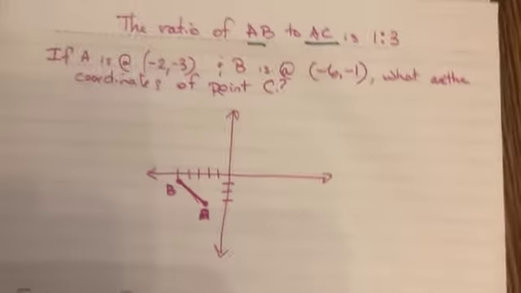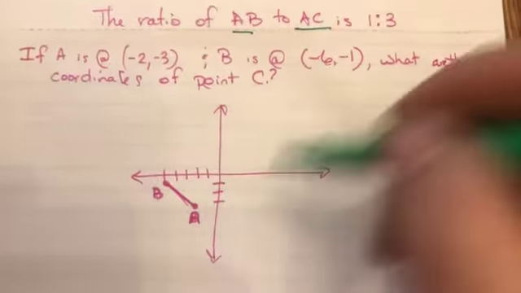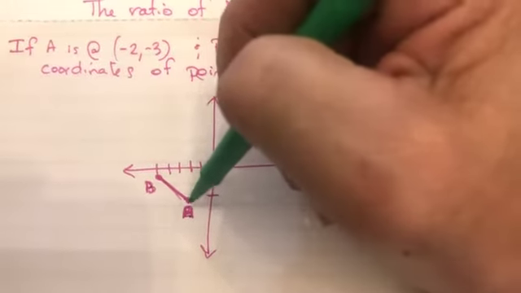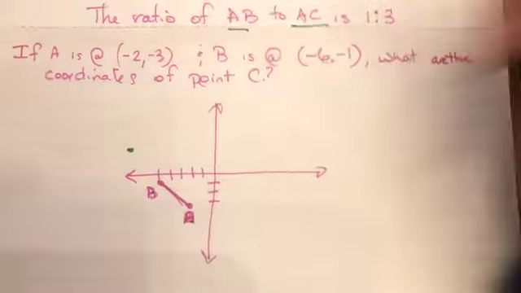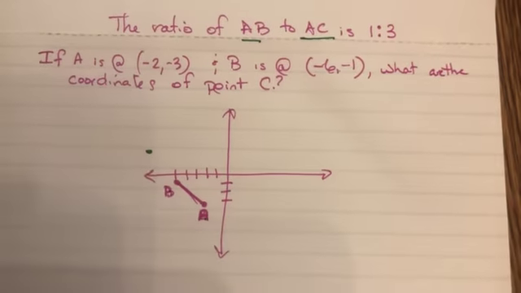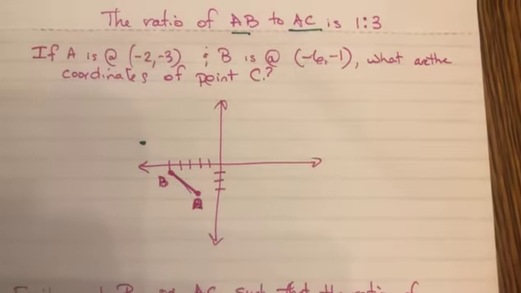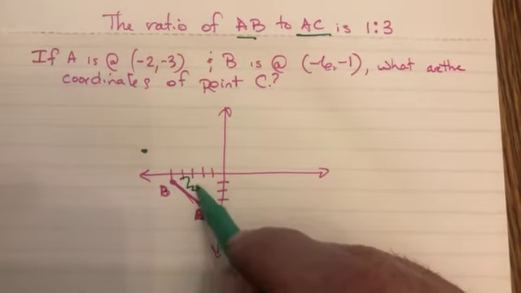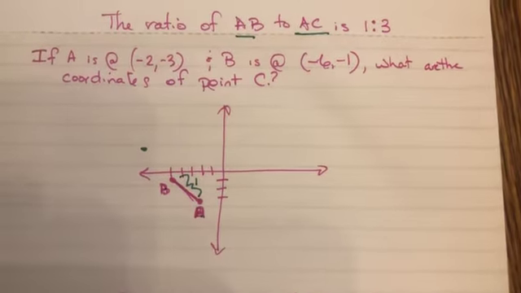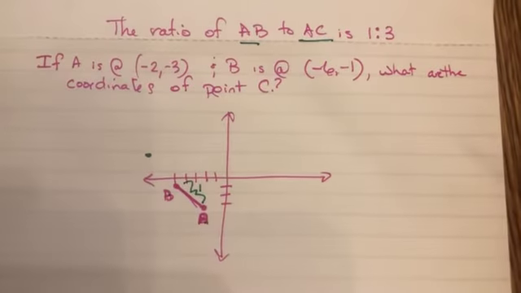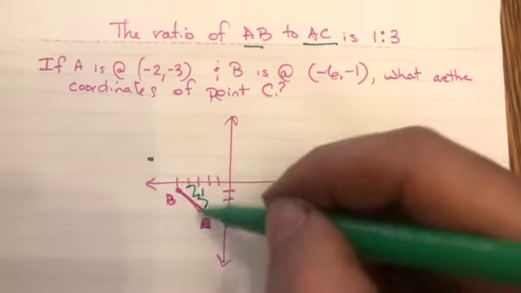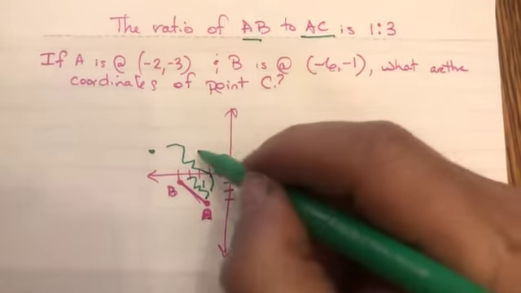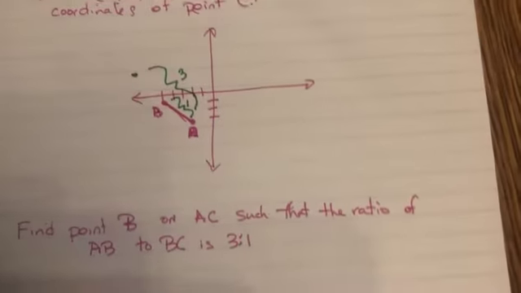So I've taken time, I've graphed my points. Here's point A, here's point B. I know point C is going to be somewhere up in the second quadrant there. The ratio between A to B and B to C, I'm sorry, A to C is 1 to 3.